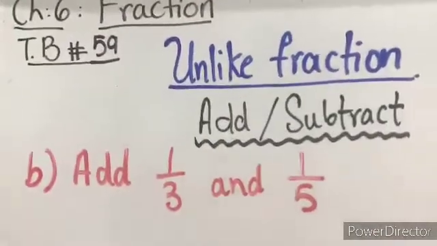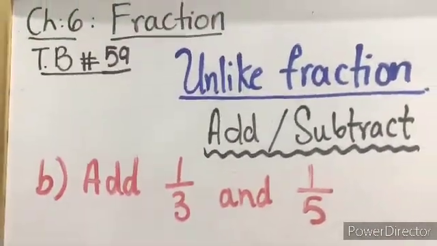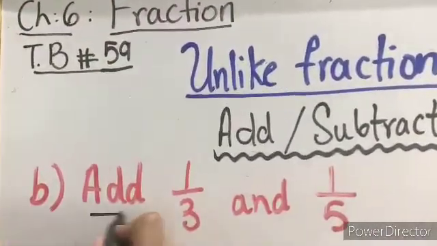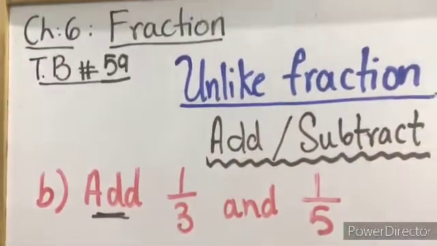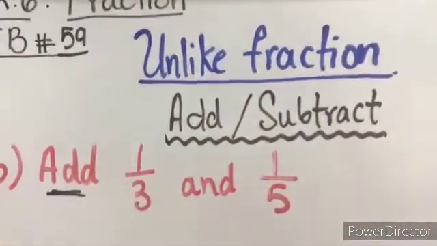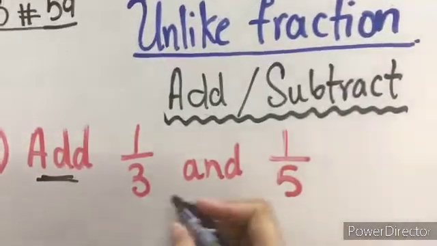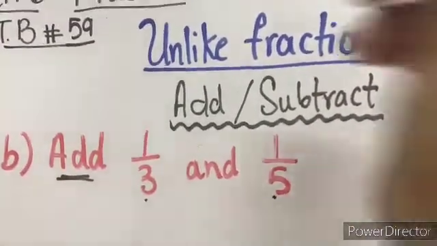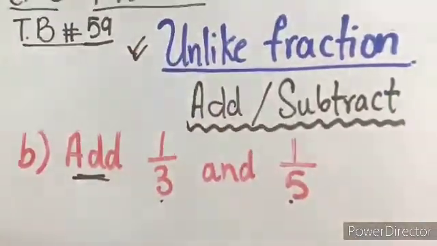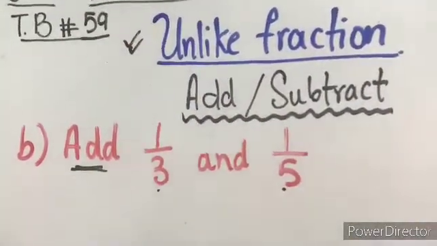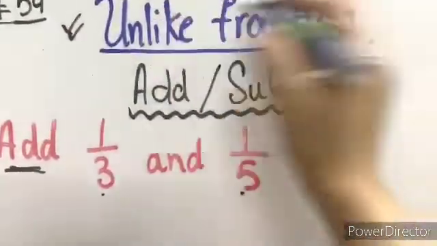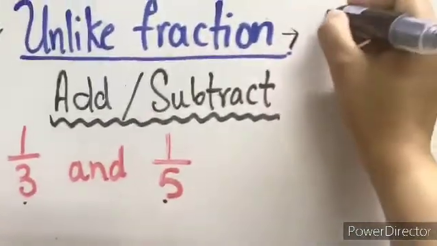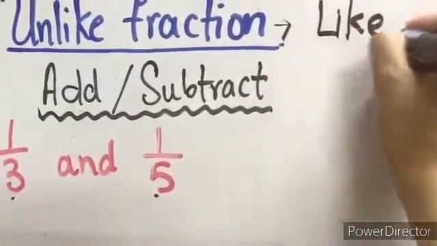Yes, students. Now another question. Here we have to add. But that is the second step. First, what we have to do? We have to check the denominators. The denominators are different, means a clear example of unlike fractions. So first of all, we will change unlike fractions into like fractions.